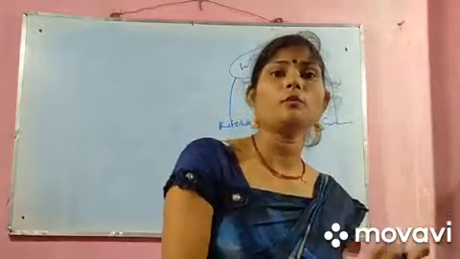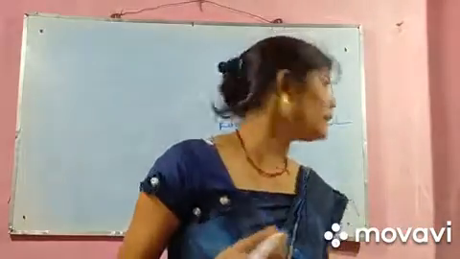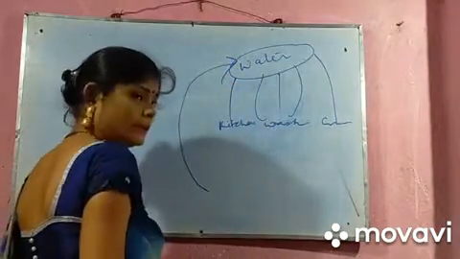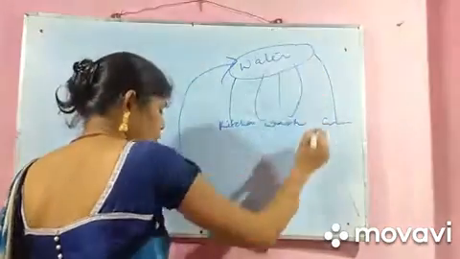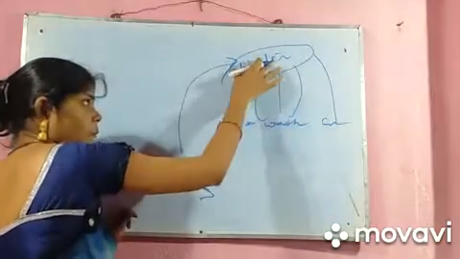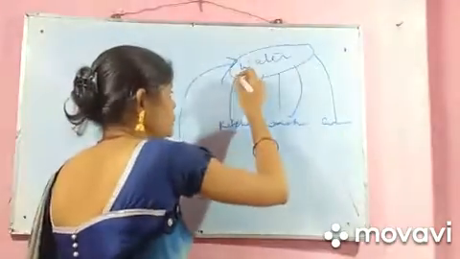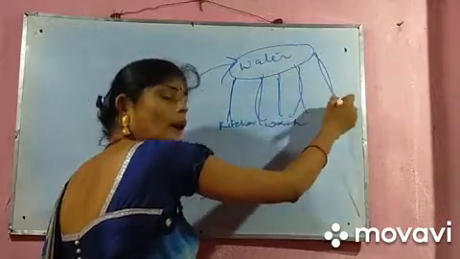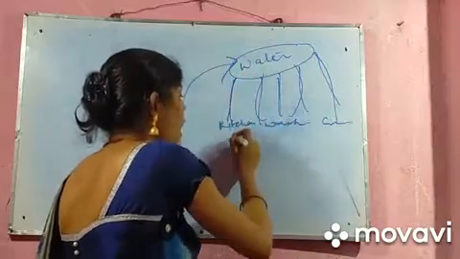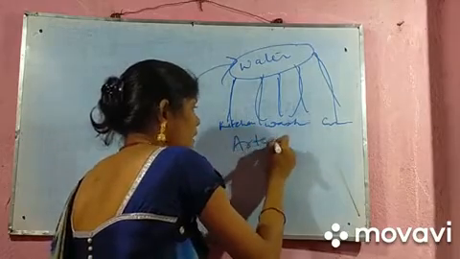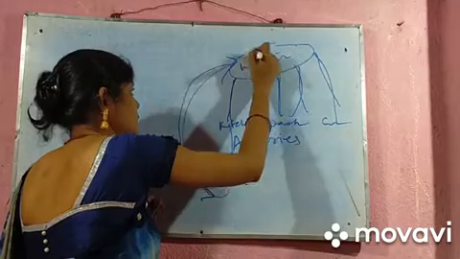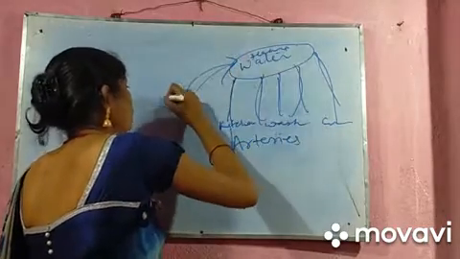Now suppose you are taking water from the boring. From the boring, this water will again come to the tank, and from the tank again it will be supplied. So suppose this is our body. The blood is going to the hand, head, neck, chest, different parts. Then through arteries. Now this blood is again coming back to our heart through veins.